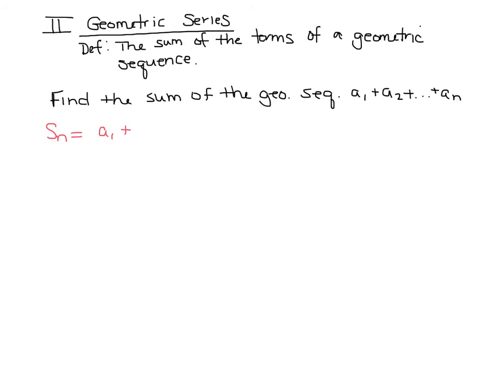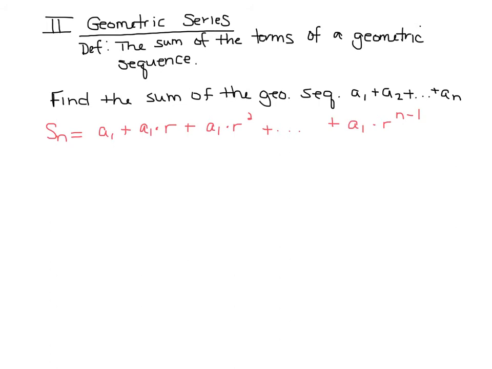And rather than write a sub 2, what we talked about yesterday is that a sub 2 is really a sub 1 times r. A sub 3 is a sub 1 times r squared. Plus dot dot dot all the way to a sub n, we know is a sub 1 times r to the n minus 1.